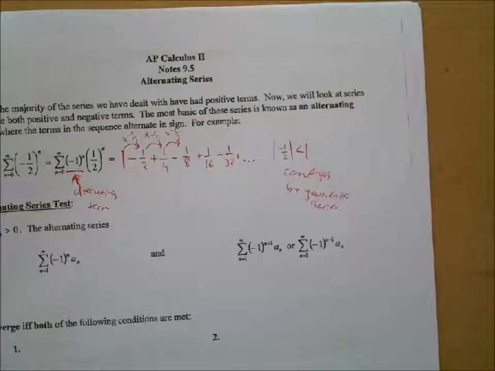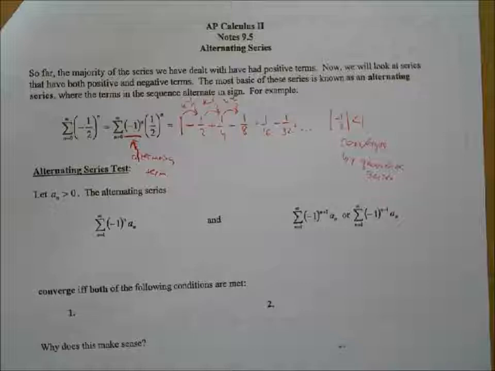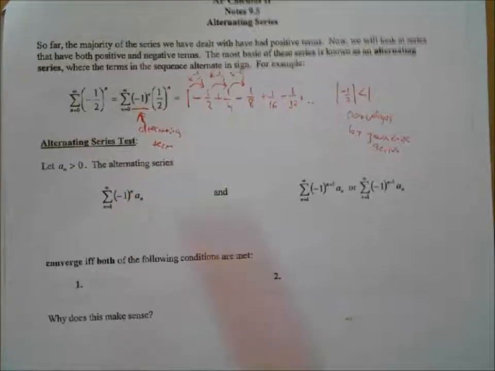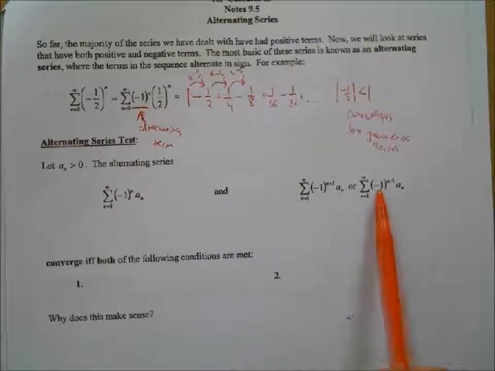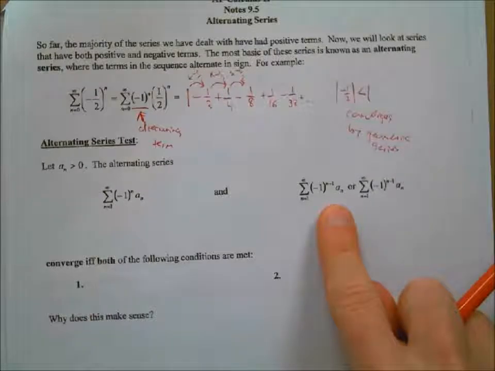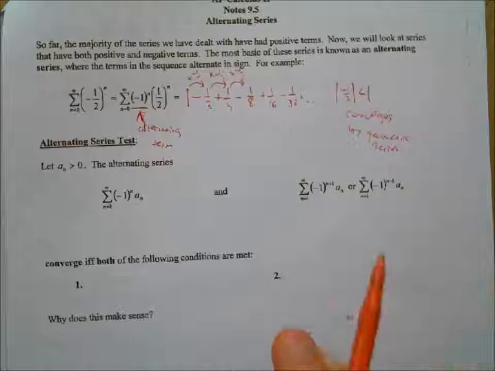So what do we do here? Well, enter the alternating series test. The good news is the alternating series test kind of gives it away, because you're going to see something like this, negative 1 to the n, or negative 1 to the n plus 1, or negative 1 to the n minus 1. The differences you see all just depend on whether you're starting with a positive term or a negative term first.